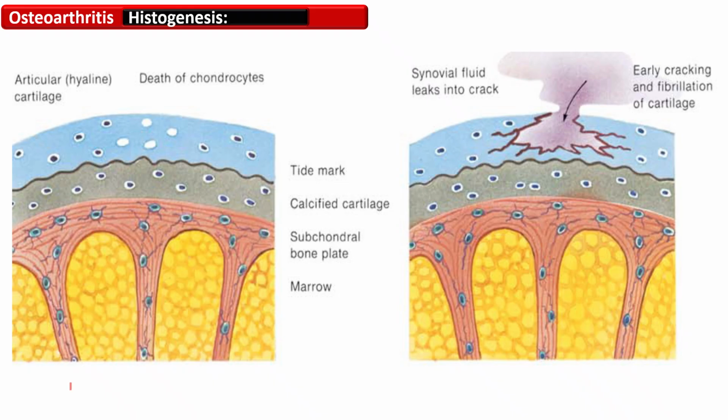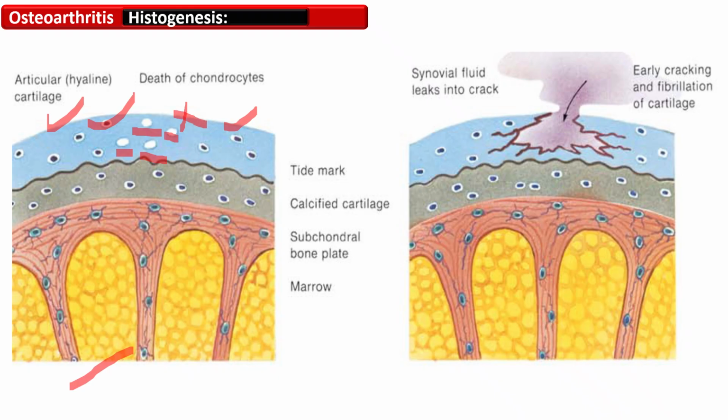So now the histogenesis of this osteoarthritis. Here in the left diagram, you can see that some of the chondrocytes are dead. Some of these lacunae are blank, and these empty lacunae denote the death of the chondrocytes. As a result, the surrounding chondrocytes are viable and they aggregate, enlarge, and become surrounded by basophilic material, which is termed territorial matrix.